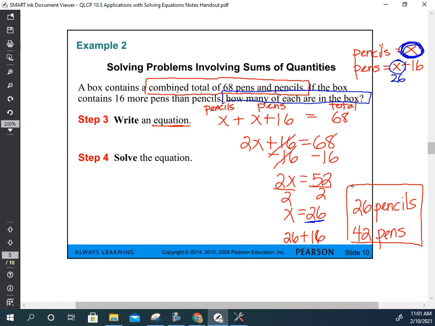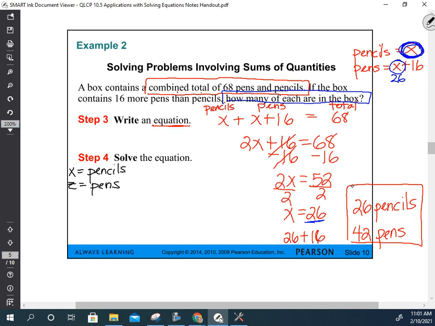Now, to go back to what Steve had said at the very beginning. When he said that X was equal to the pencils and Z was equal to the pens, he wasn't wrong. He didn't do anything wrong. We're just not using two variables. If we were to solve this problem using two variables, then you would need two equations.